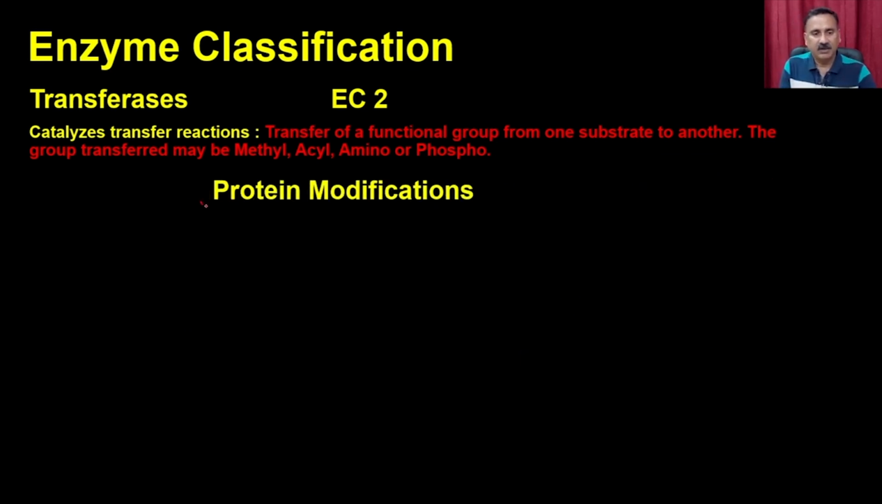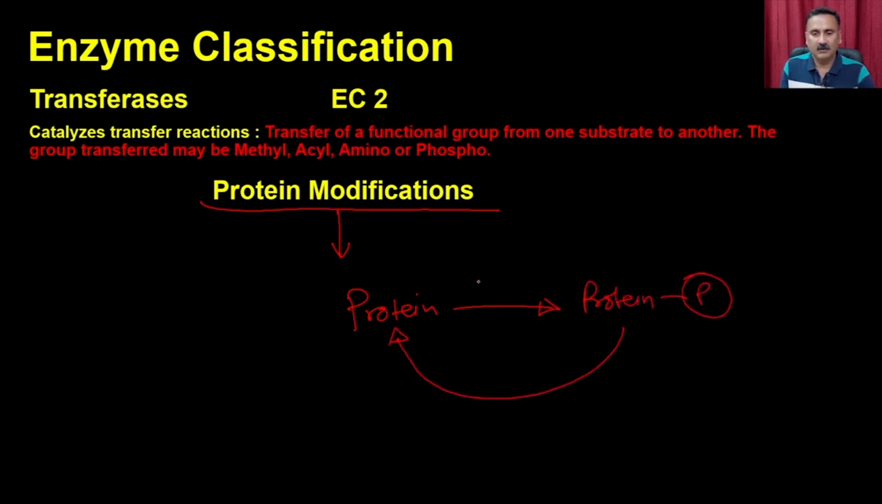Then we have the protein modifications. Protein modifications can be where a protein is converted into phosphorylated proteins, right? This is catalyzed by protein kinases. You can have different types of protein kinases, whether it is a serine kinase, threonine kinase, or tyrosine kinase, and that is going to convert the protein into the phosphoprotein.